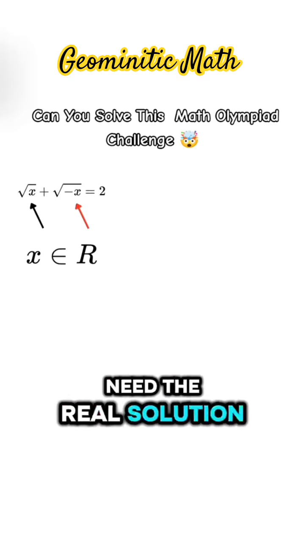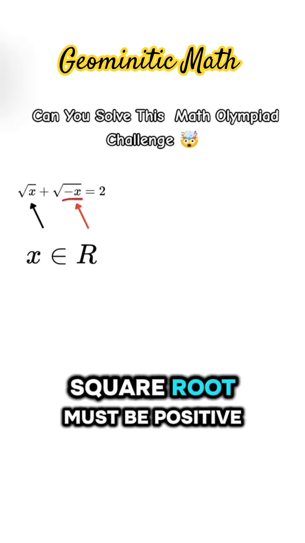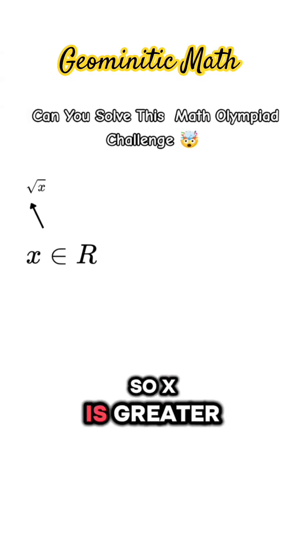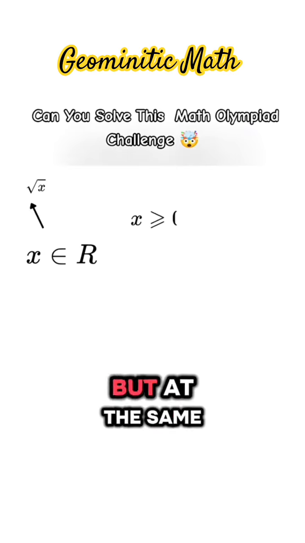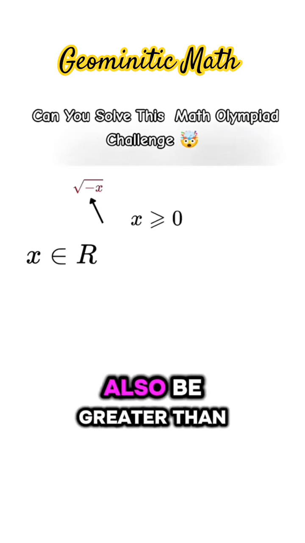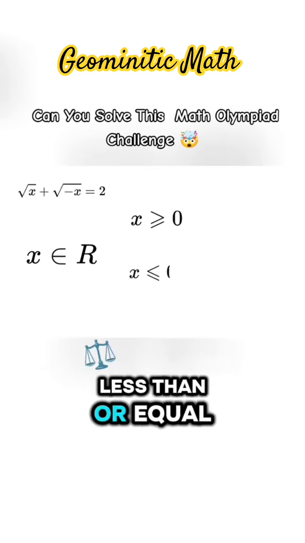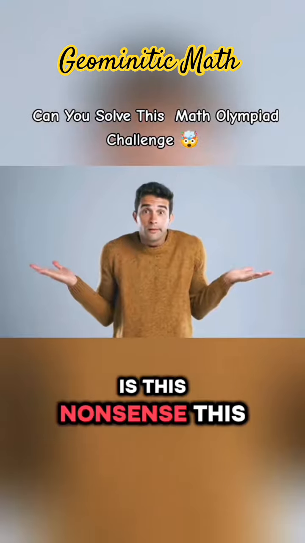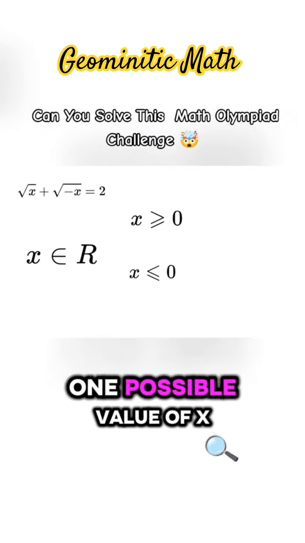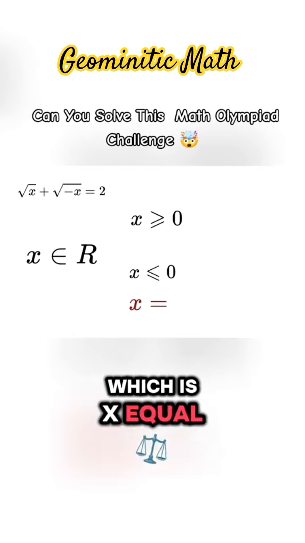Because if we need the real solution for x, the value inside this square root must be positive, so x is greater than or equal to 0. But at the same time, minus x must also be greater than or equal to 0, which means x is less than or equal to 0. Is this nonsense? This leaves us with only one possible value of x, which is x equals 0.